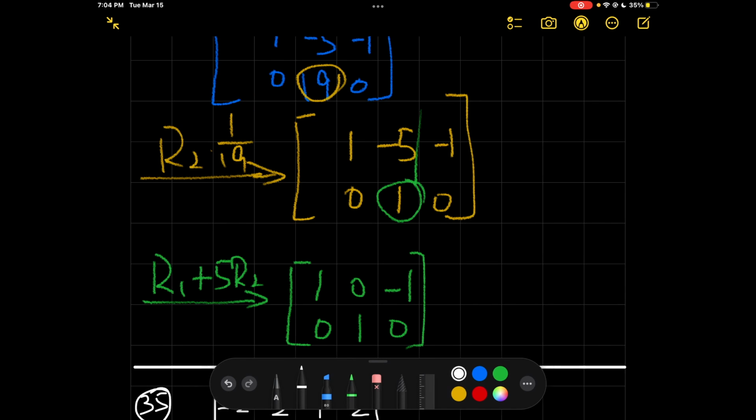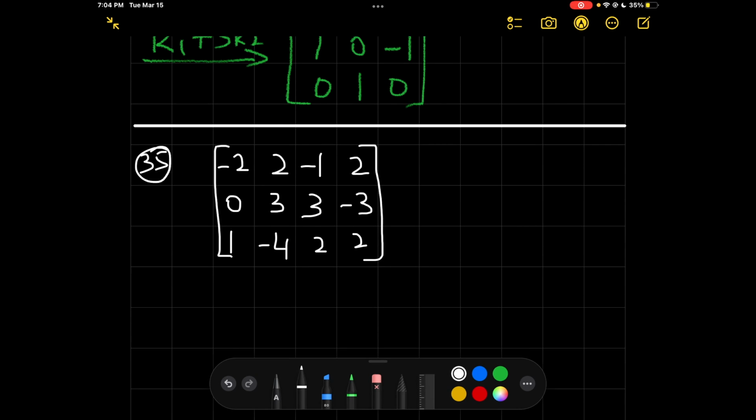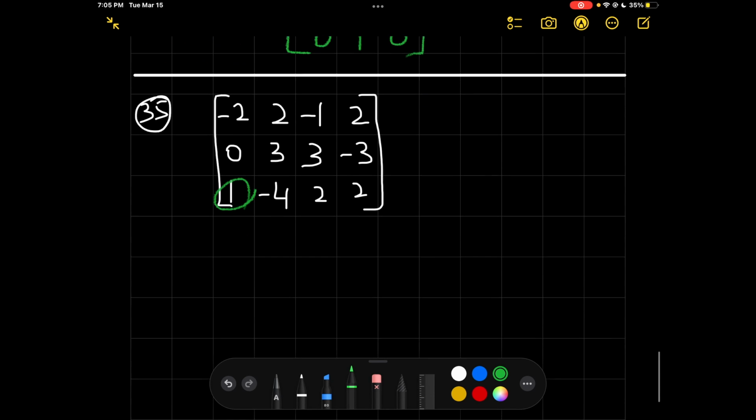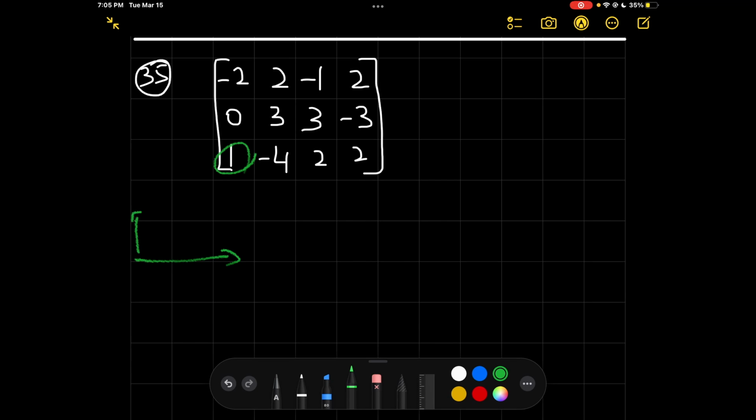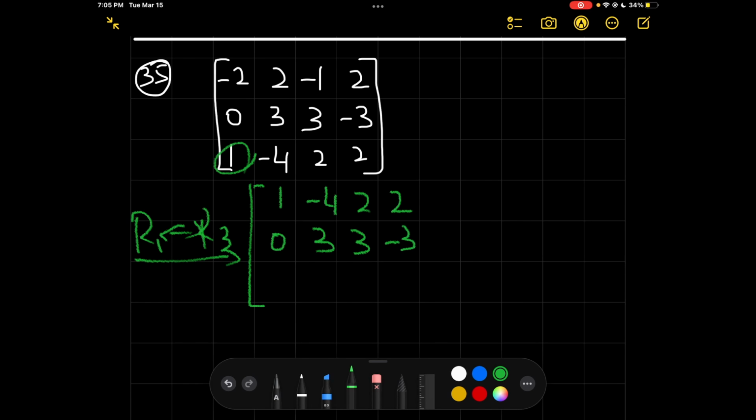Okay, let's move on to question 35. We have a 3 by 4 matrix. So first step, for the first leading 1, we can see we have a 1 here. We just need to change row 1 and row 3. Row 1, row 3, they are changed. We have 1, -4, 2, 2. The second row doesn't change. Actually, we can't do it if we send at the same time, but it doesn't matter.